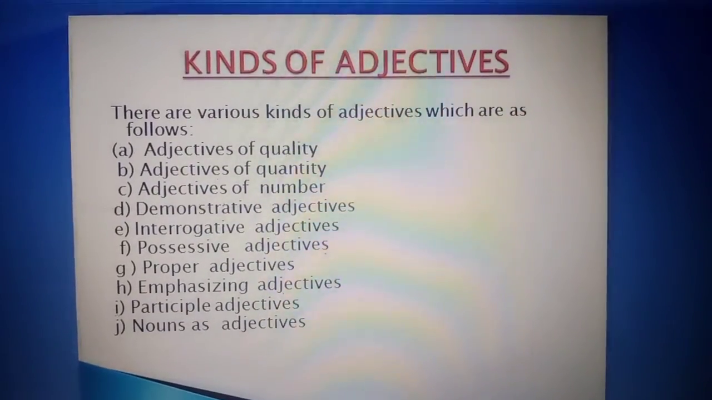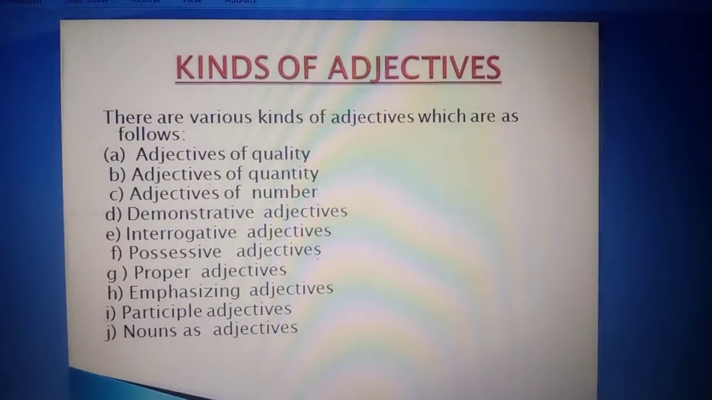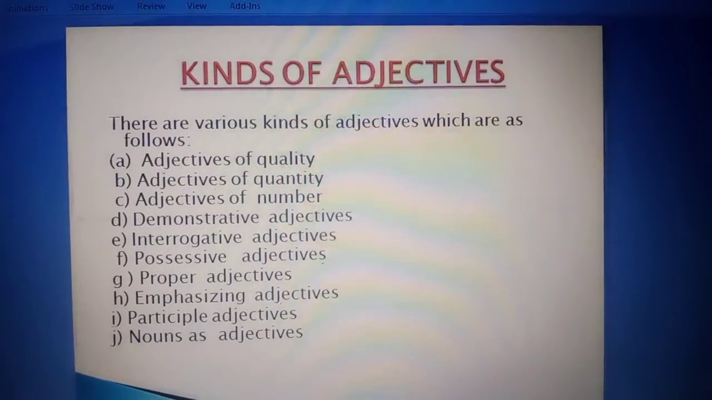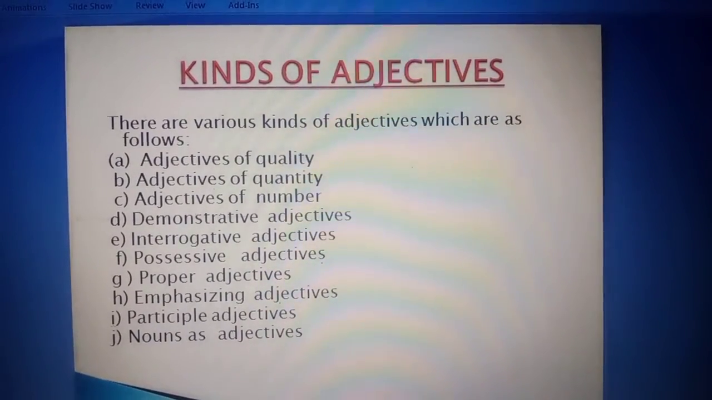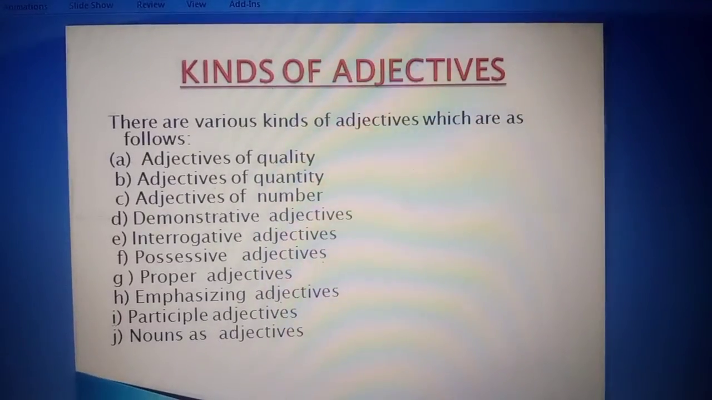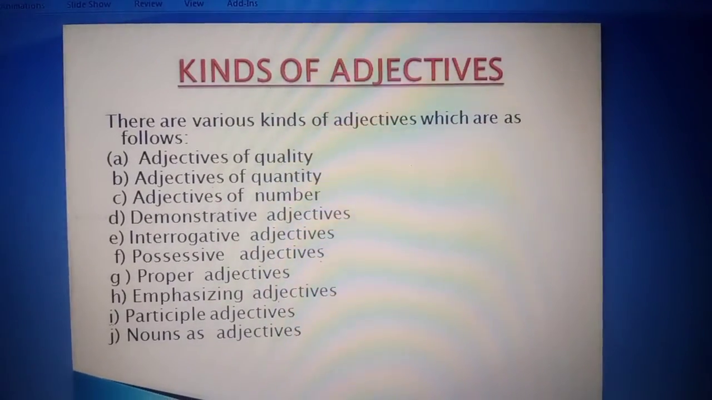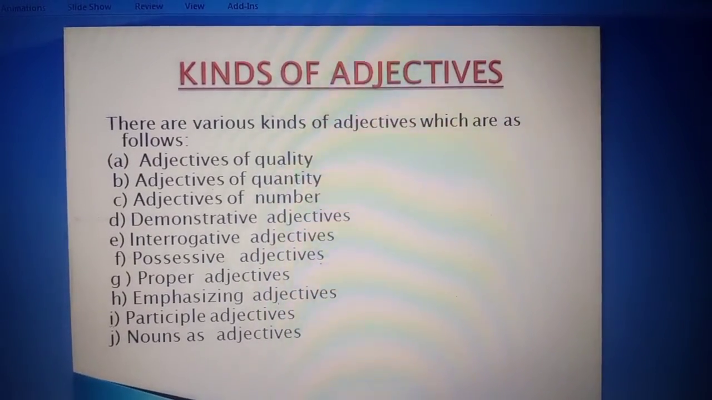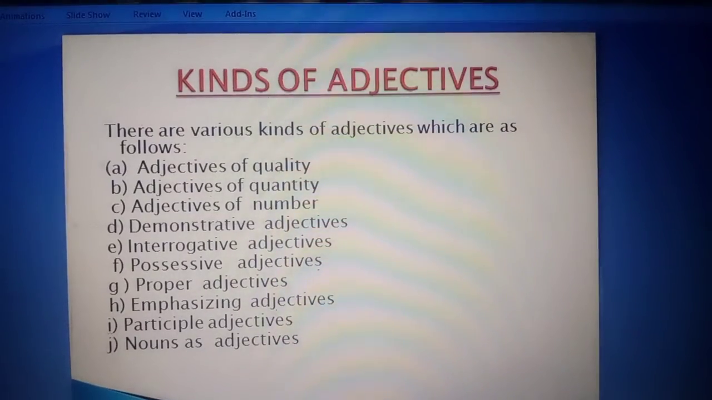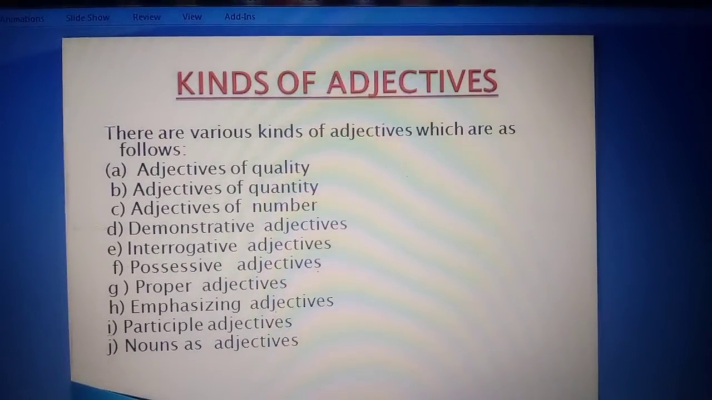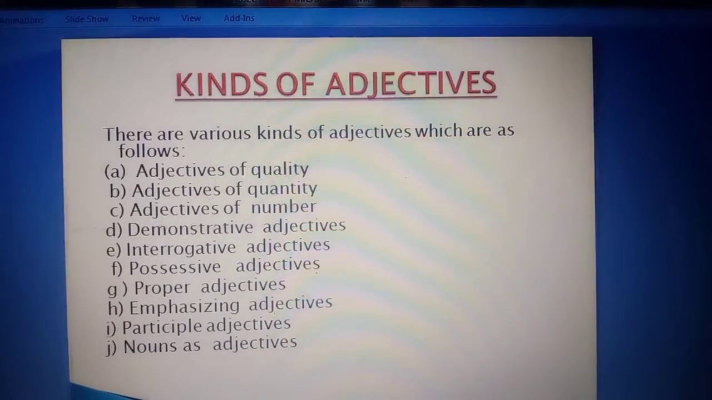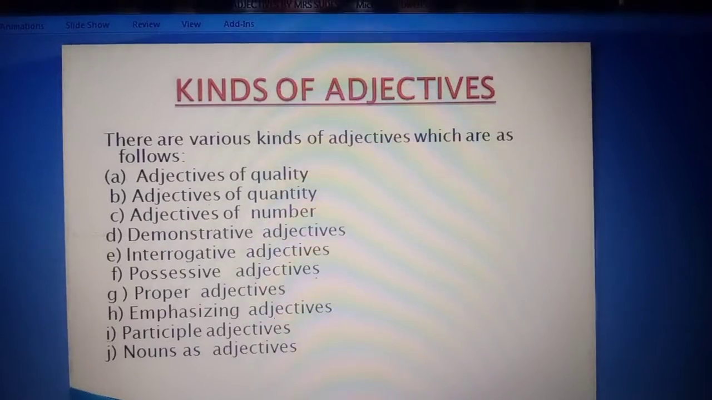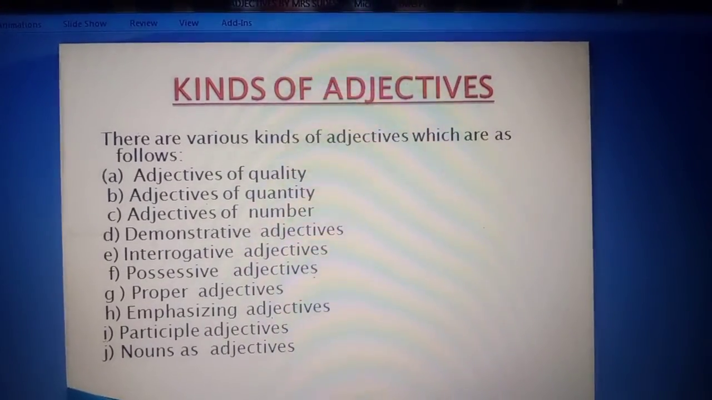Now, students, here are kinds of adjectives. There are various kinds of adjectives which are as follows. First, adjectives of quality. Second, adjectives of quantity. Third, adjectives of number. Fourth, demonstrative adjectives. Fifth, interrogative adjectives. Then, possessive adjectives. Another one, proper adjectives. Emphasizing adjectives. Participle adjectives. Nouns as adjective. Now, one by one, we'll discuss each type of adjective.